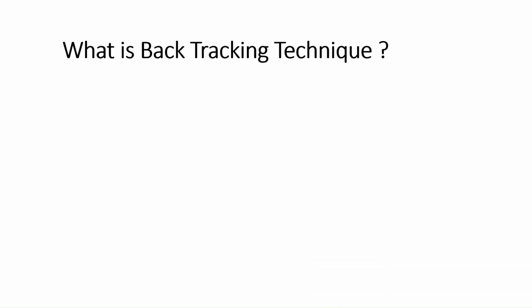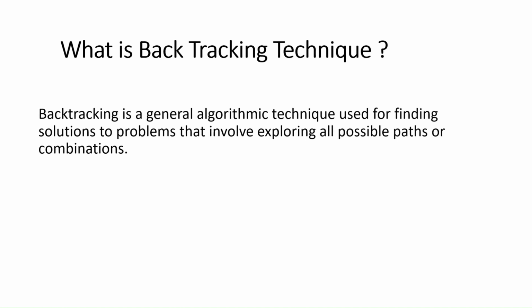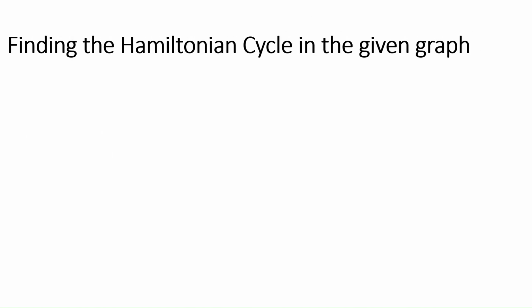Let us discuss what the backtracking technique is. Backtracking is a general algorithmic technique used for finding all possible solutions for a given problem that involves exploring all possible paths or combinations. Let us do the problem. Find the Hamiltonian cycle in the given graph.